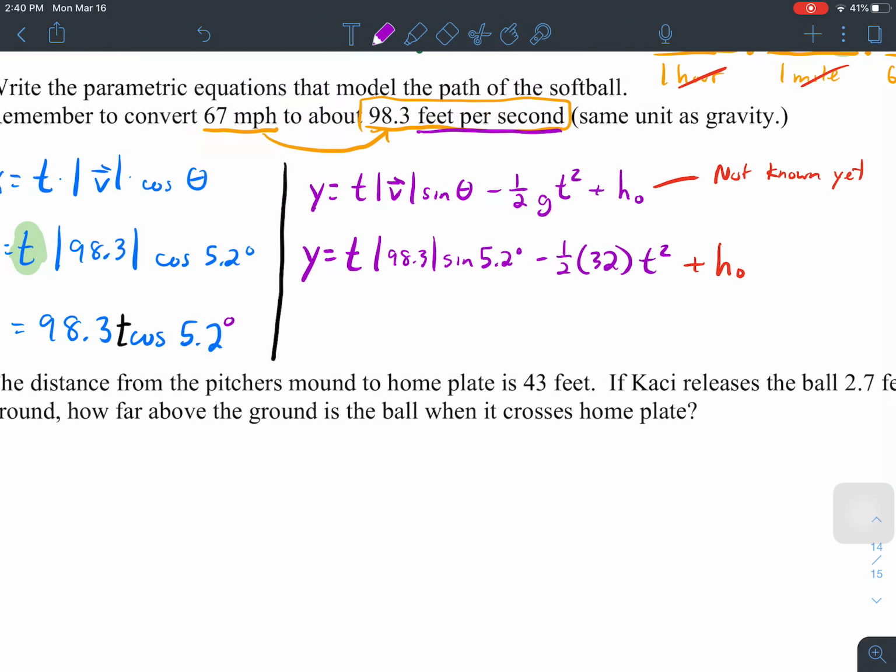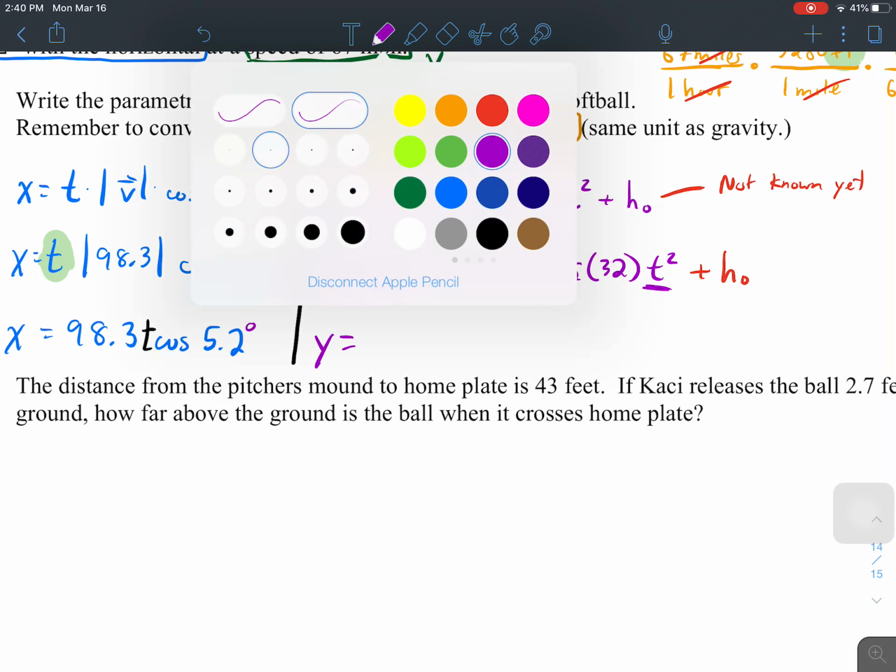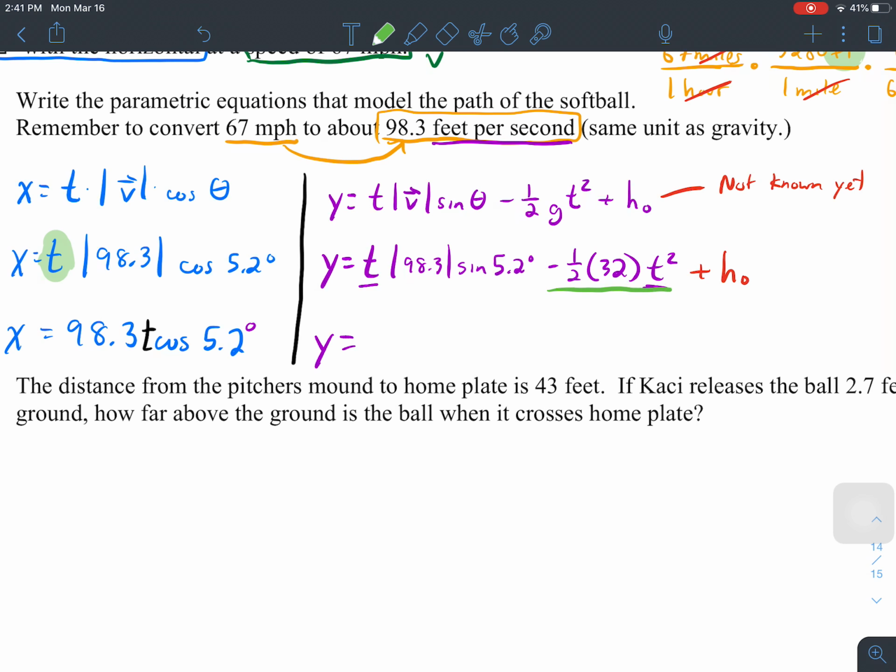Now, when I'm simplifying, I'm going to notice I have a squared and I have a plain old t, so it looks like a quadratic to me. So when I simplify, I'm going to write it a little bit out of order. I'm going to do this part first: minus 1/2 times 32, so that's negative 16 t squared. And then I'm going to put the linear term next.